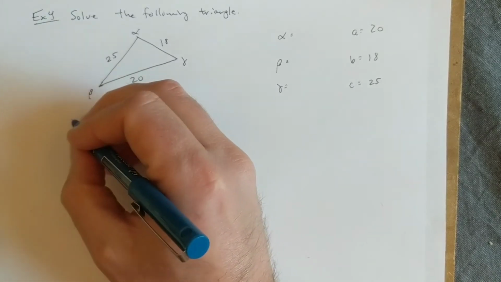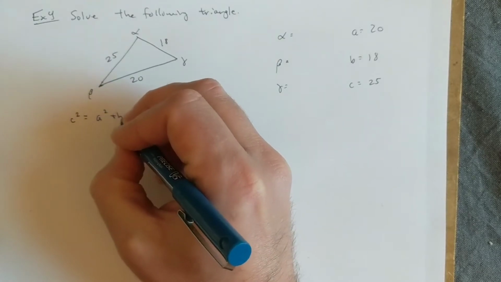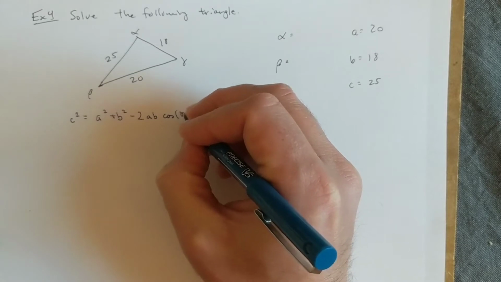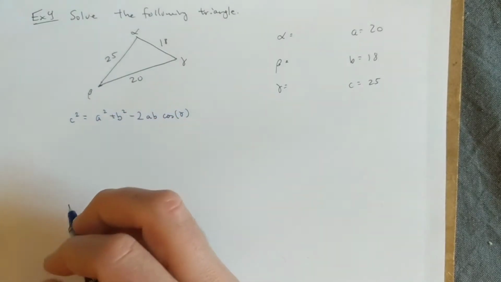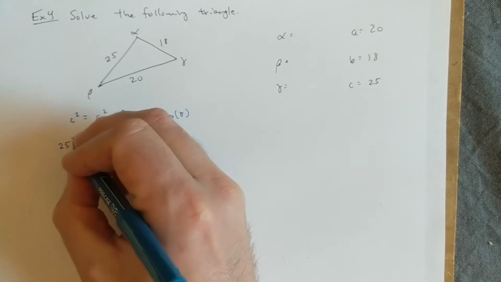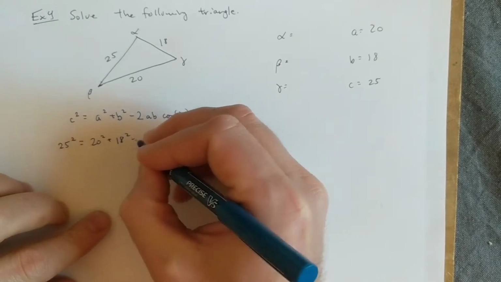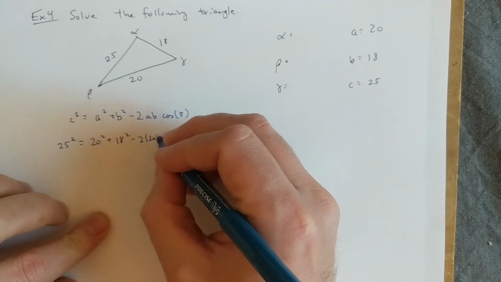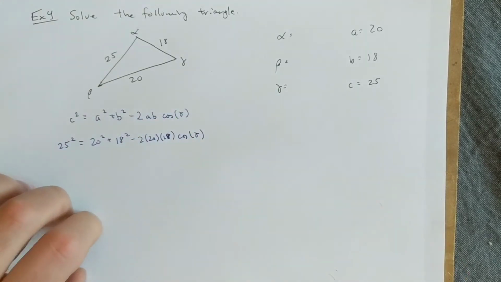So remember the equation with gamma in it, we'll have c squared equals a squared plus b squared minus 2ab cosine of gamma. And in the end, we'll have to take the arc cosine or the cosine inverse to get gamma. Okay, so we know A, B, and C. So we know C is 25. We know A is 20. We know B is 18. Then we subtract 2 times AB, which is 20 times 18, and then cosine of gamma.